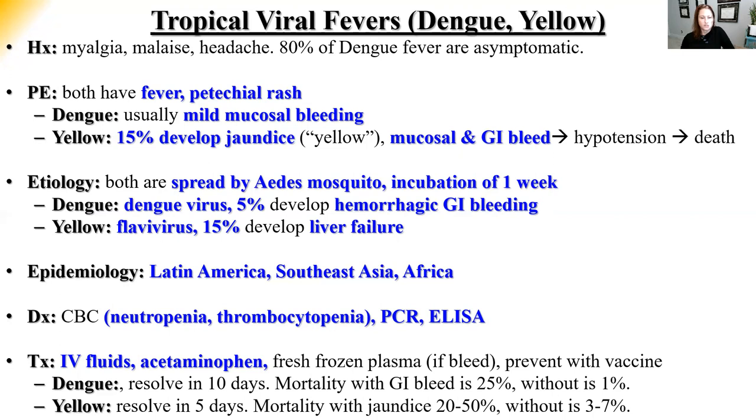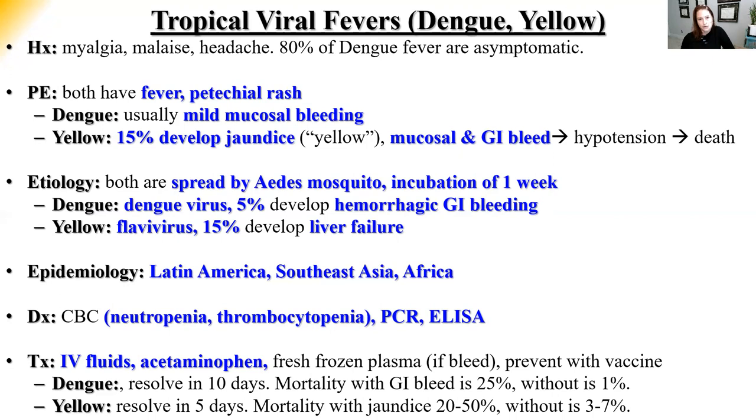As far as the prognosis, dengue takes a little longer to resolve, so 10 days to self-resolving. If the patient has a GI bleed, the mortality is 25%. Without the GI bleed, it's only 1%. And again, 80% of those are asymptomatic.